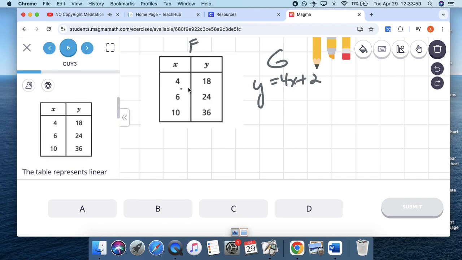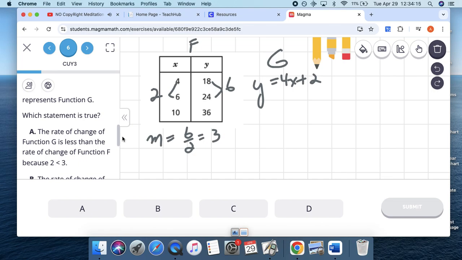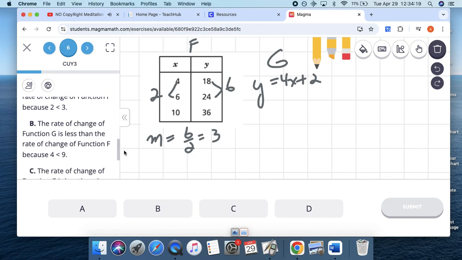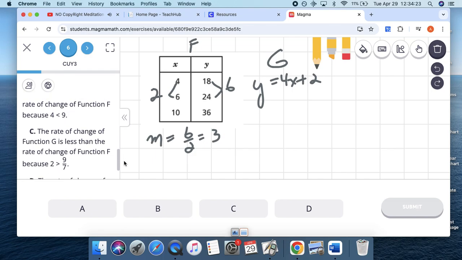So we need to find the rate of change for function f. From 18 to 24 is 6, from 4 to 6 is 2. So the change in y is 6, the change in x is 2, and the slope is 3. So let's see. The rate of change of g is less. That's not true, because g is greater than f.